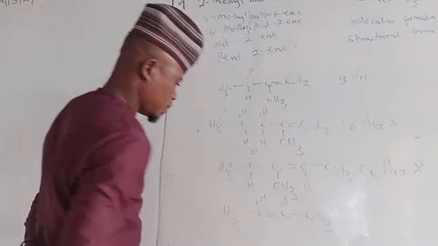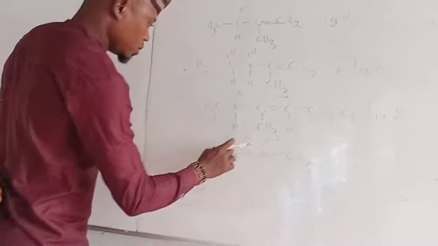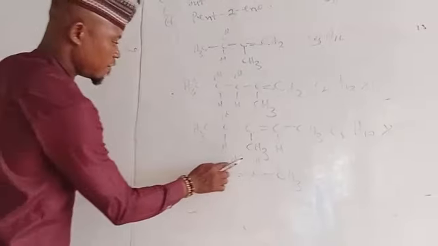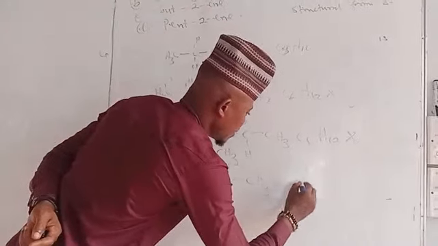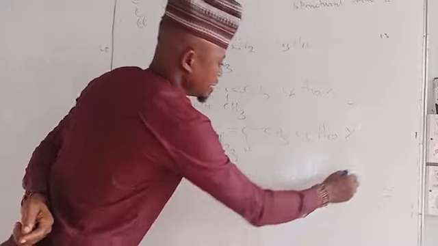1, 2, 3, 4 is balanced. 3, 4, 5, 8. 1, 2, 3, 4. So the carbons are 4 and the hydrogens are 8. So this one is not correct.